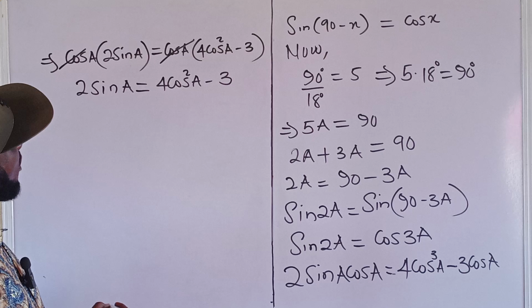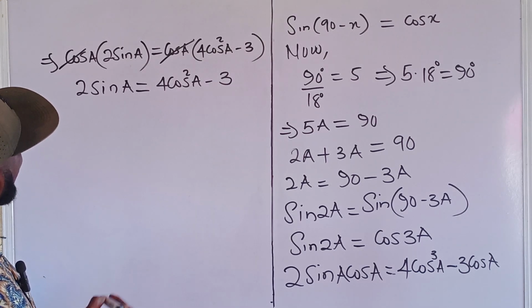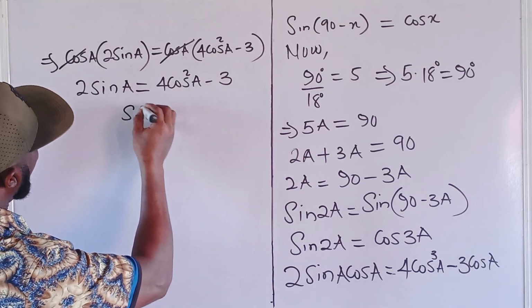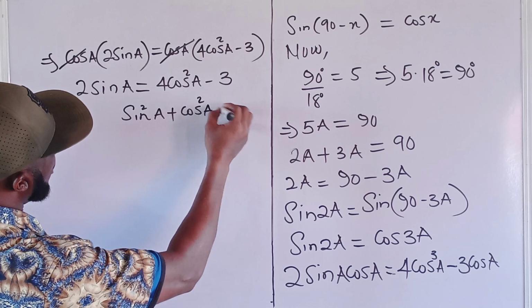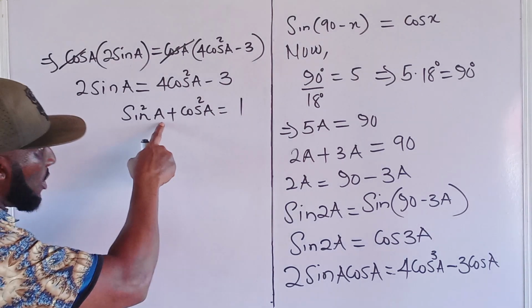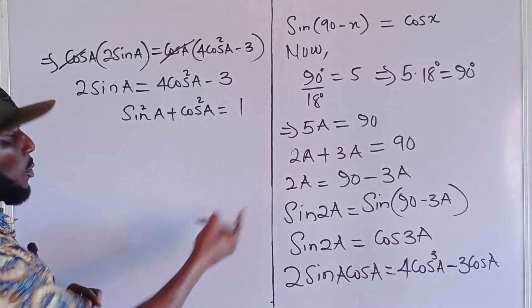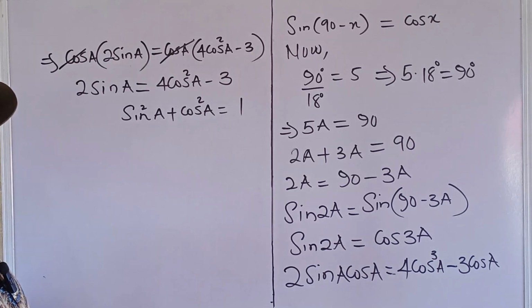Now, one of the most famous trig identities is that the sine squared of an angle plus the cosine squared of the same angle equals 1, no matter what the angle is. So in this case, we are dealing with angle A. It could be angle theta, it could be beta, it could be any value.